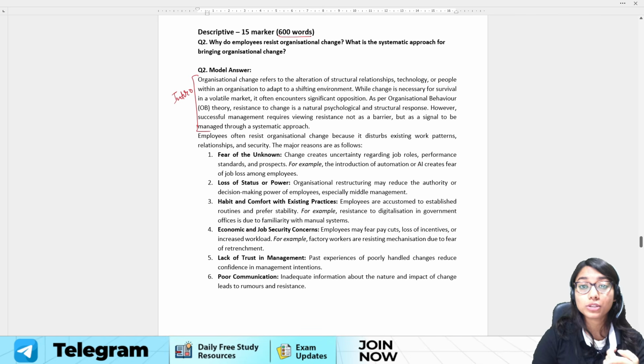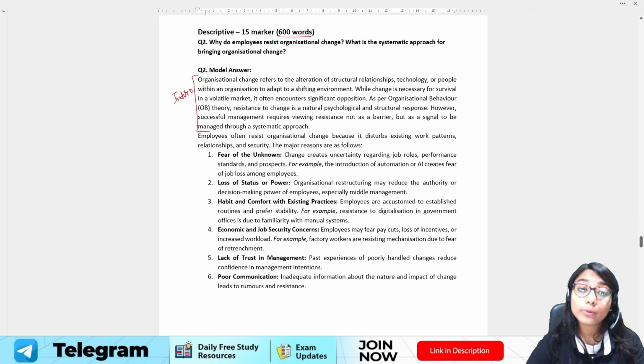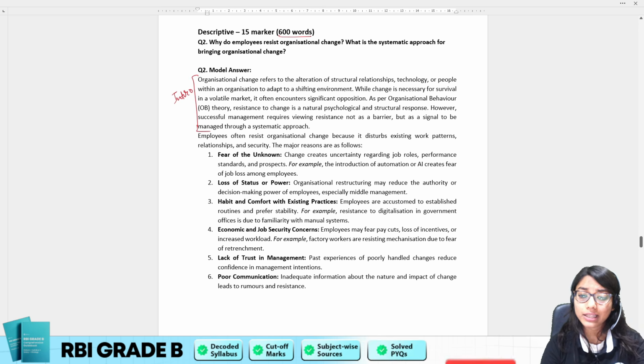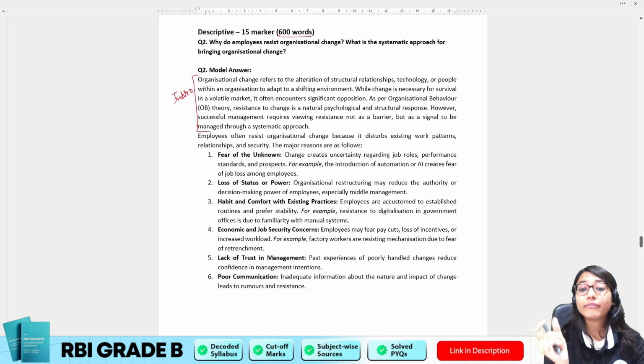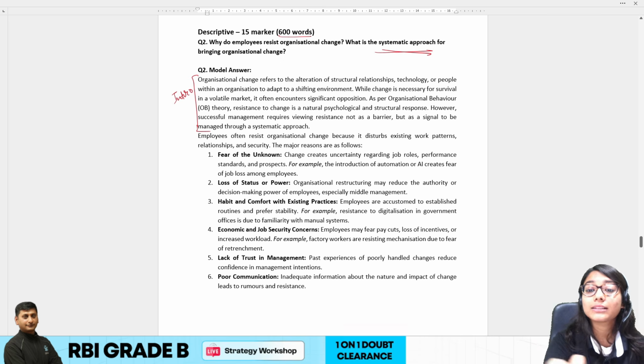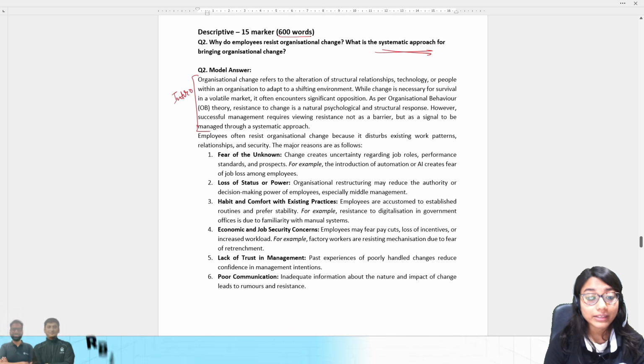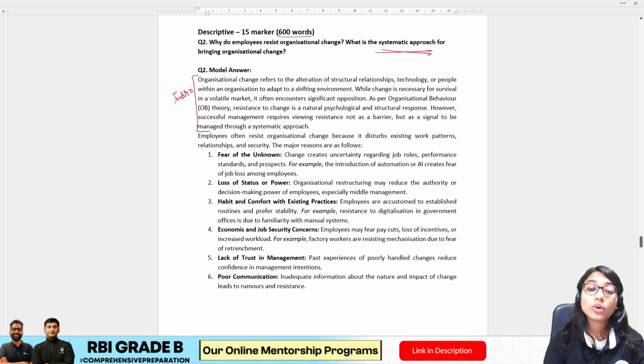Then we have to also mention why do employees resist change? So certain keywords, why can they resist change? Psychological factors, fear, etc. And then we have to mention how can we bring this change in a systematic approach? Just the keywords. This is what we write in the intro. Then we move on with the body.